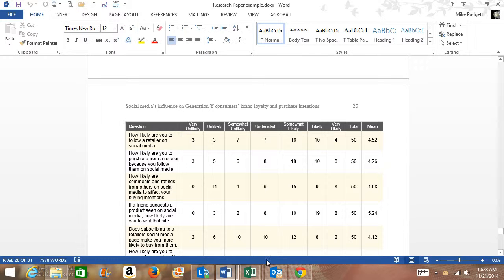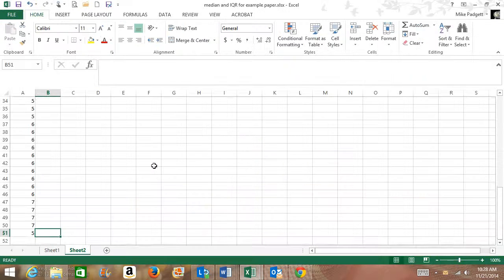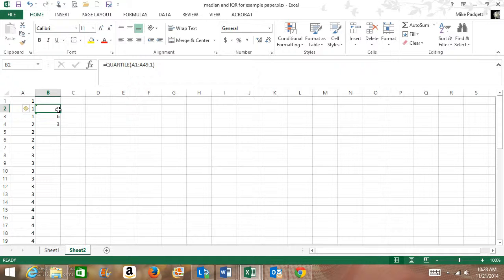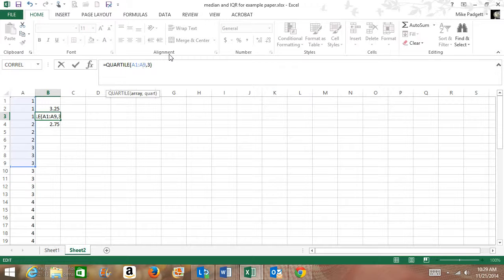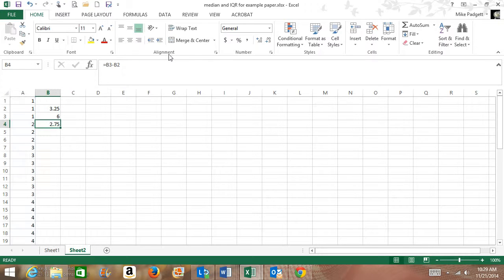And then you also want to give the interquartile range. How you figure the interquartile range is you're going to do equal quartile A1 to A50, because we had 50 respondents. What this is doing is figuring the first quartile and the third quartile, and then taking the difference between them. So our interquartile range, or IQR, is equal to 2.75.